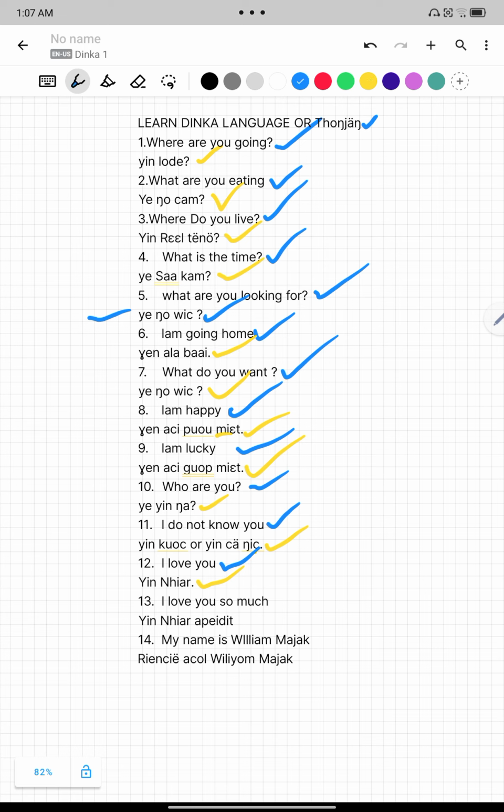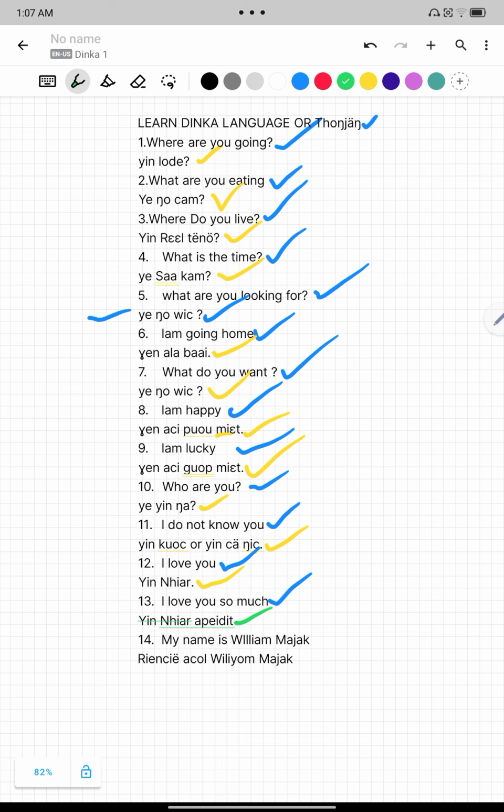Number 13. I love you so much. In Dinka, you say yin nyar apaidit. Apaidit means so much. Nyar means love. Yin means you. Yin nyar apaidit. I love you so much.